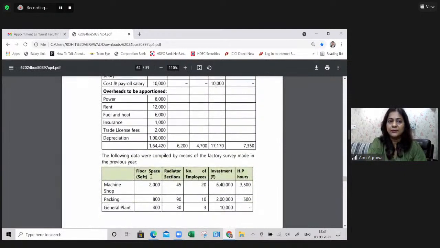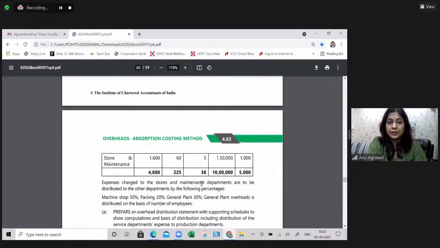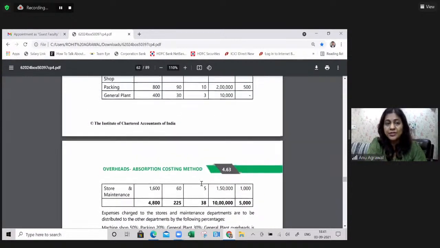Rent, I can divide on the basis of floor space. Fuel and heat, we can do on the basis of radiator sections. Insurance, we can do on the basis of investment. Trade license fees will also depend upon the investment. Depreciation can be on the basis of machines, value of machines.